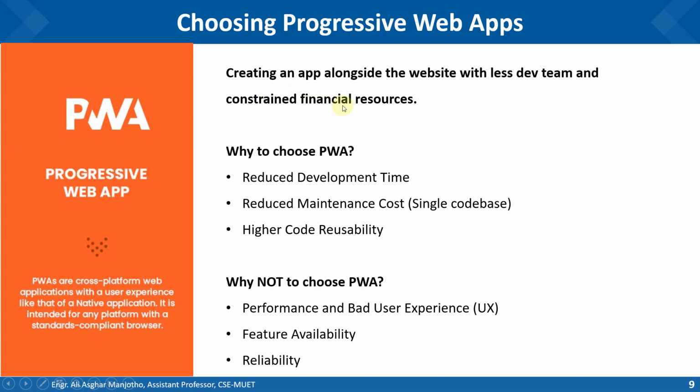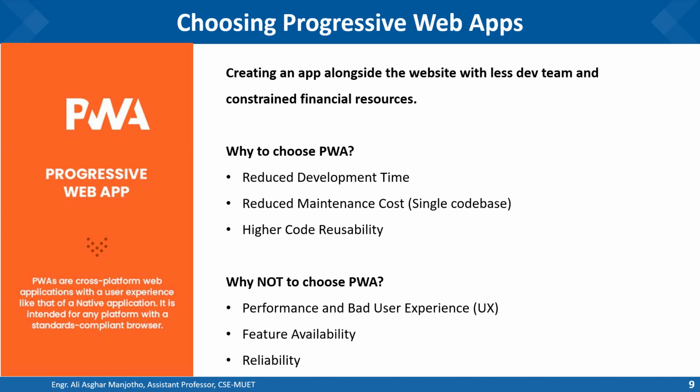So again, we are concluding that progressive web apps are to be used whenever your company has an existing website and you want to develop a mobile application for the same website. So you are not writing the code for the mobile application from scratch. You already have something developed as a website. You want to convert that website into a mobile application.